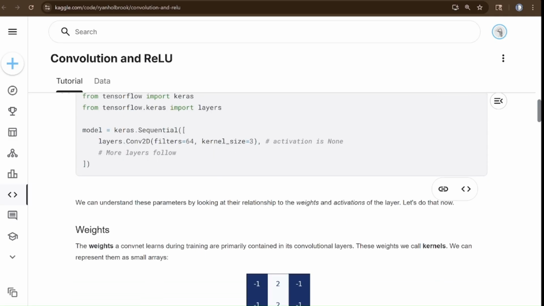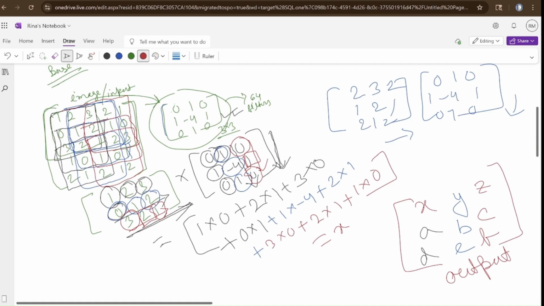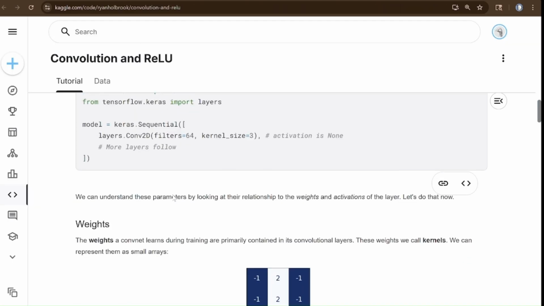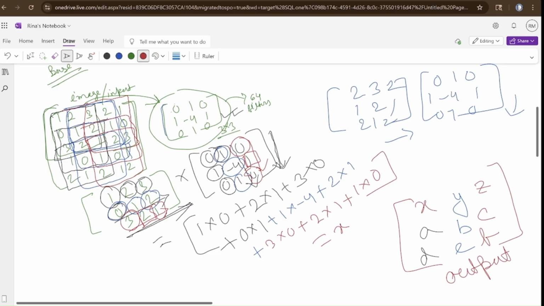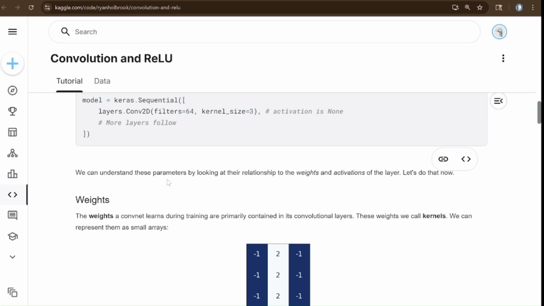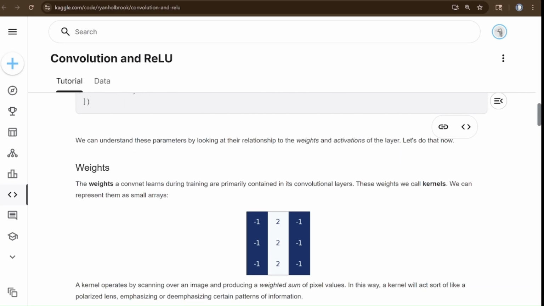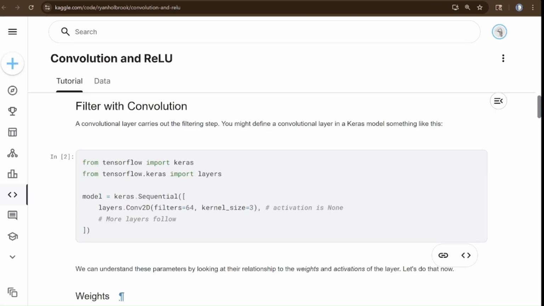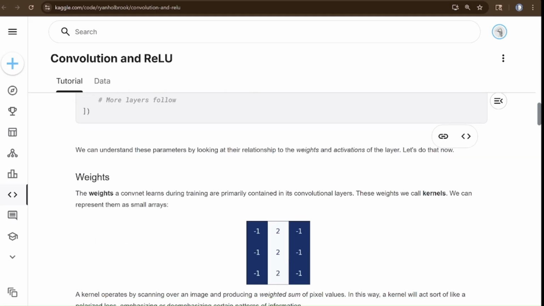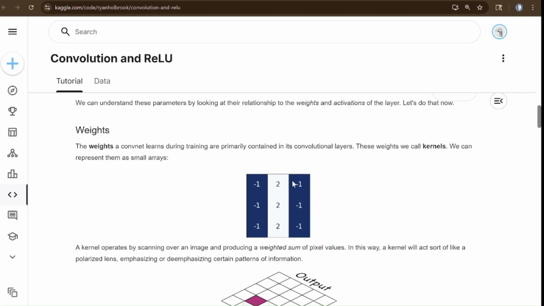Okay. So kernel size equals 3 means you are taking 3 into 3 size. And filter 64 means you are taking 64 filters. Fine. Now we can understand these parameters by looking at the relationship to the weights and activations. Weights. The weights of a convolutional layer during training are primarily contained in the convolutional layers. See this one, Convolutional 2D. Here the weight is contained. These weights we call kernels. Okay. And it looks like this.